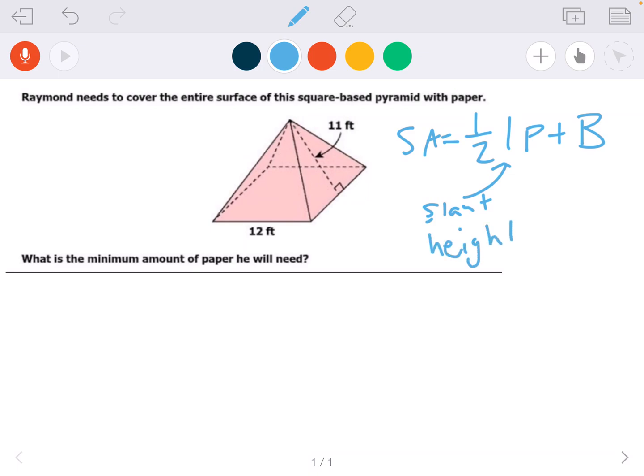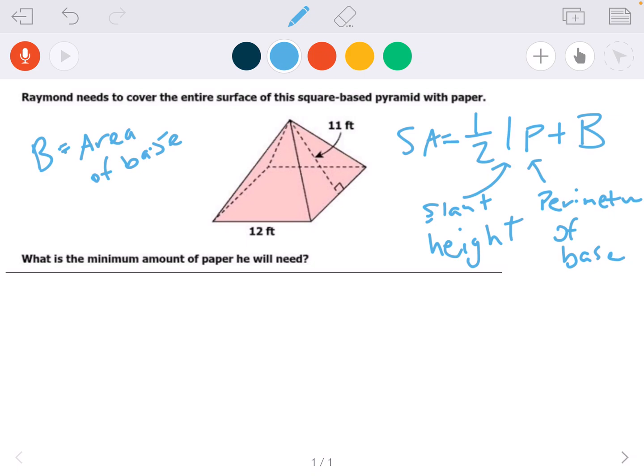Excuse my handwriting. Slant height. Our P is the perimeter of the base. And finally, our B, I'm running out of room, so I'm gonna do it over here. B is the area of the base. So there's a decent amount of stuff we have to do here. We have to find the perimeter of the base, and we also have to find the area of the base.